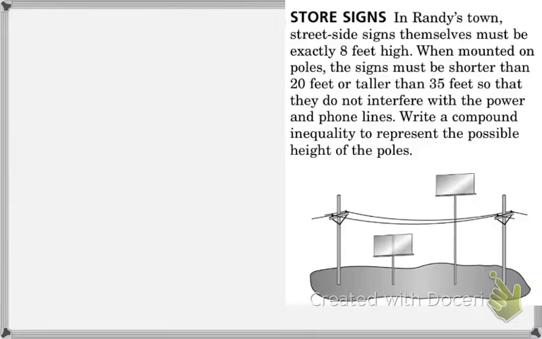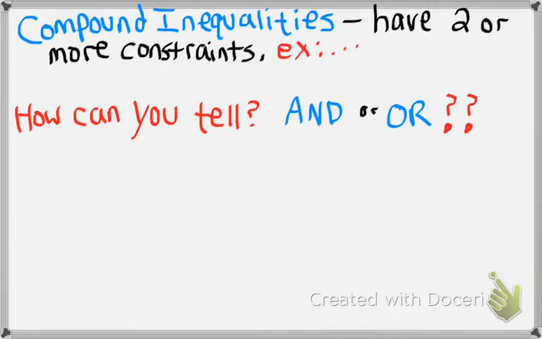So quick glance, this word problem we're going to do, basically the signs can be higher than the power lines or the signs can be less than the power lines. They can be either or. However, they cannot be what's in between because that's in the way of the power lines. So this is an example of an or situation in real life. And we'll get to that one. Again, I want you to write these down.